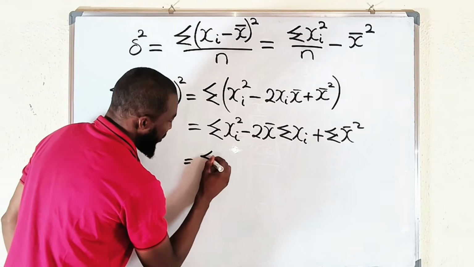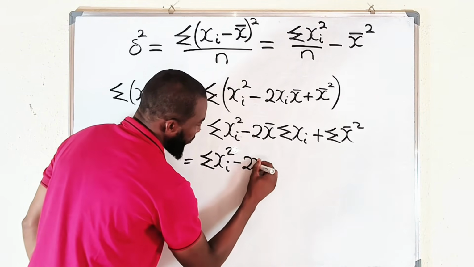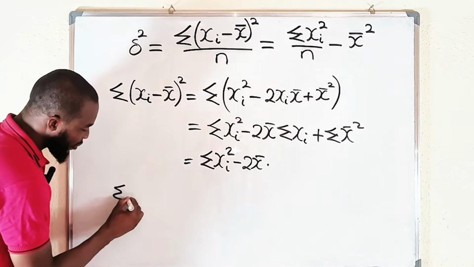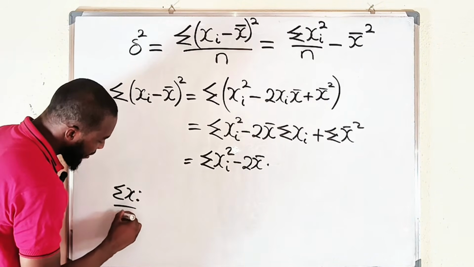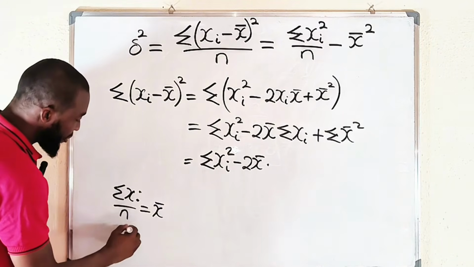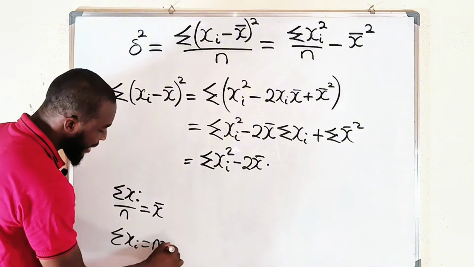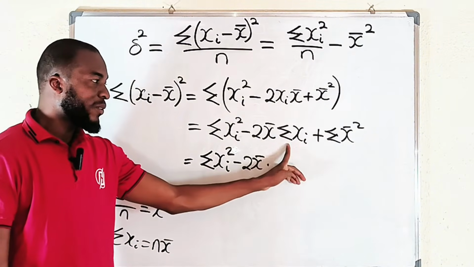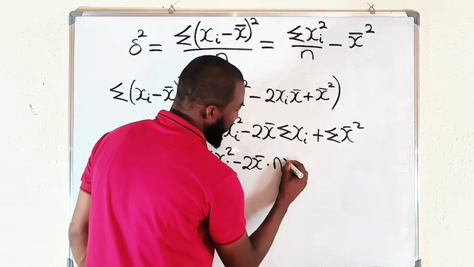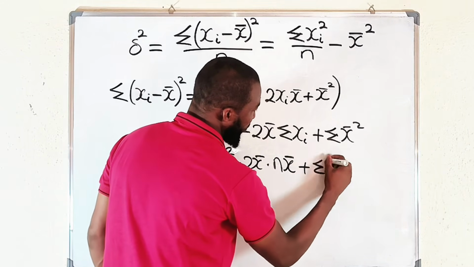This is equal to summation of xi squared minus 2x bar times what? Let me compute it here for you. Remember, summation of xi's divided by n will give you the mean. So if you multiply both sides by n, you have summation of xi's to be equal to n times x bar. So instead of this summation of xi's, we can now write it as n times x bar. N times x bar, then plus summation of x bar squared.